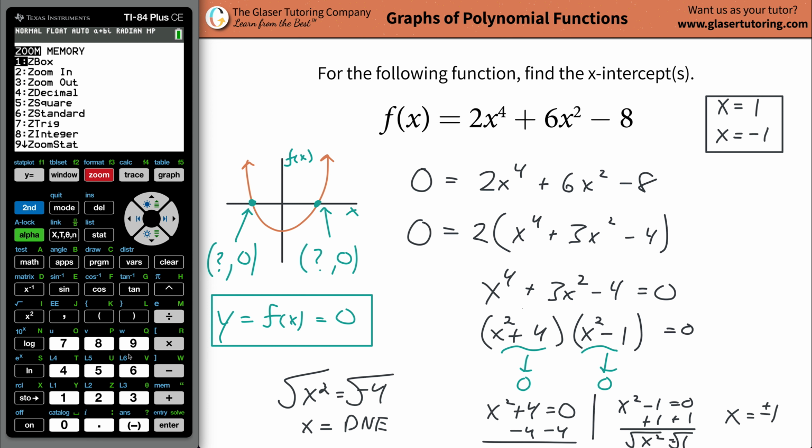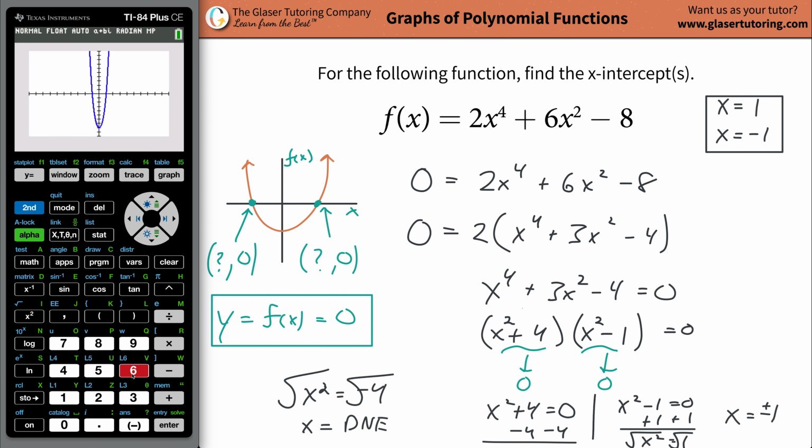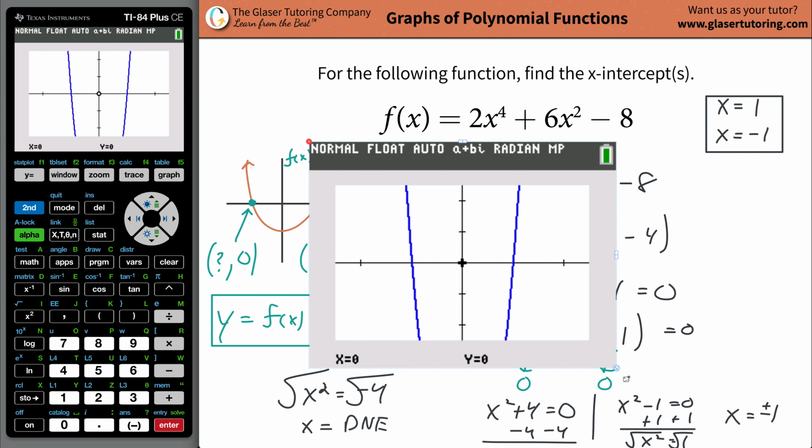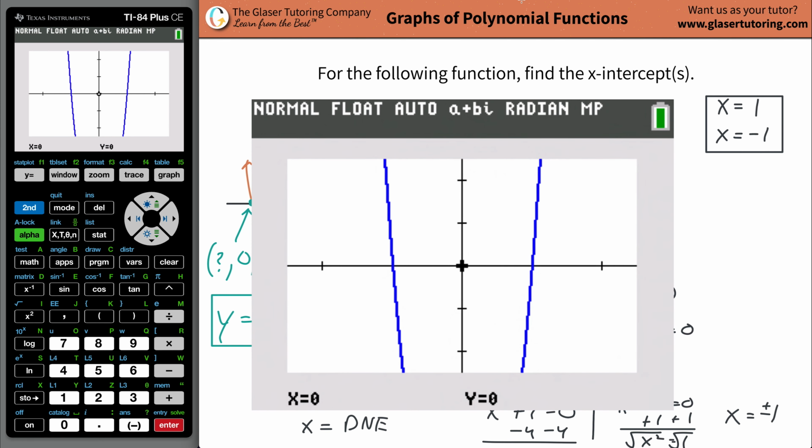And then go to zoom. I'm going to go to 6 for standard. Look at that, right? Let's zoom in a little bit. Go zoom, hit 2, enter. Wow, right? Each one of these tick marks now represents a value of 1. So if I count to the left 1 unit, it looks like there's a tick mark right there. That's -1. That point right here, ladies and gentlemen, is -1, 0.